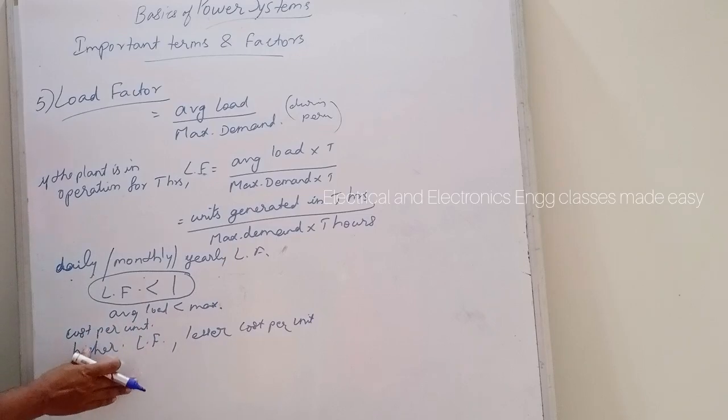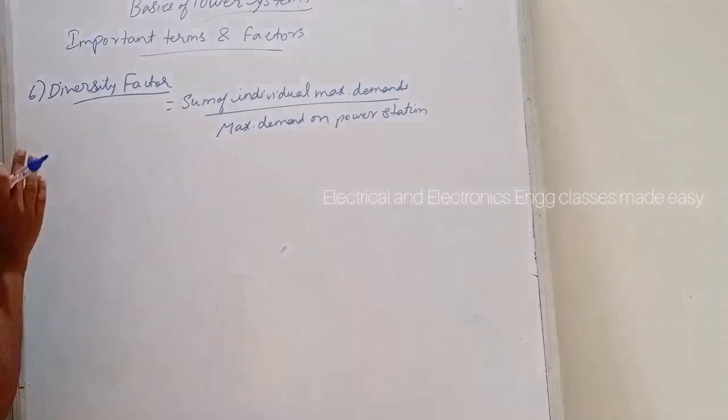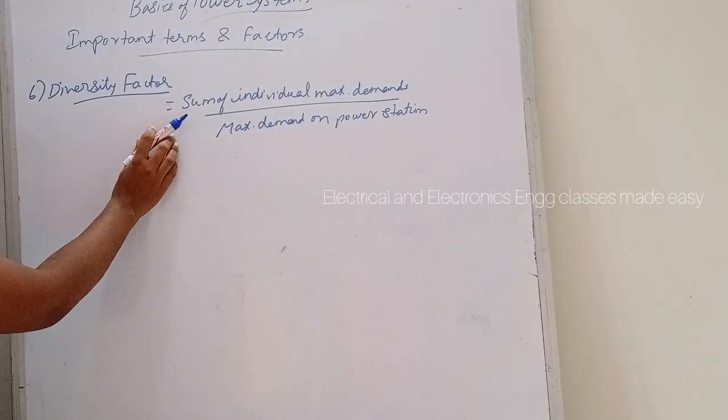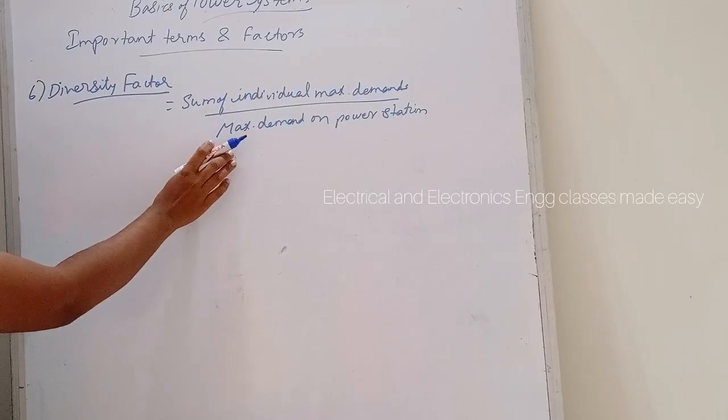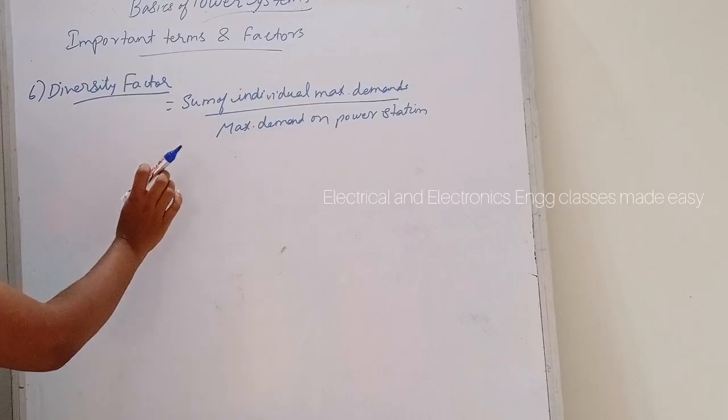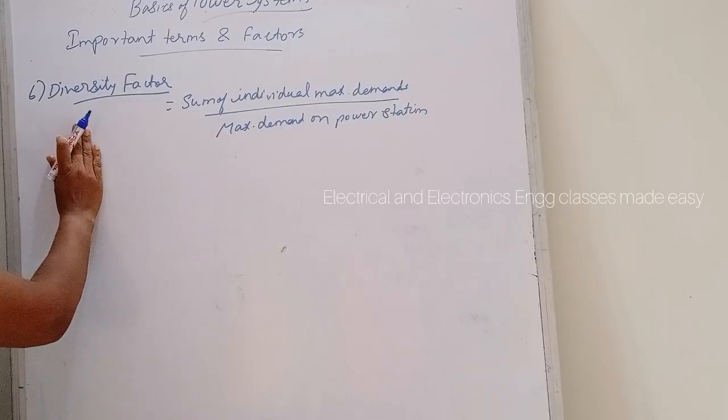So that is about the load factor. Next is diversity factor. The ratio of sum of individual maximum demands to the maximum demand on the power station is known as the diversity factor.